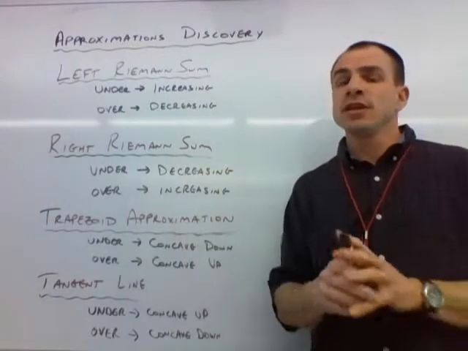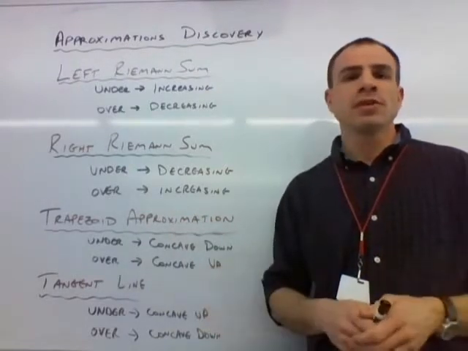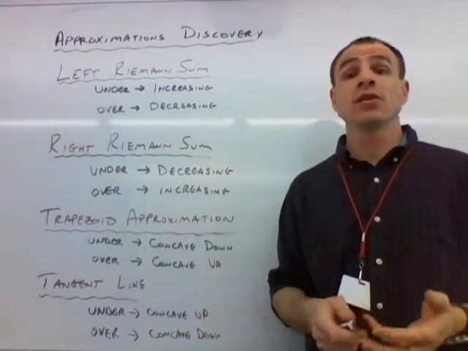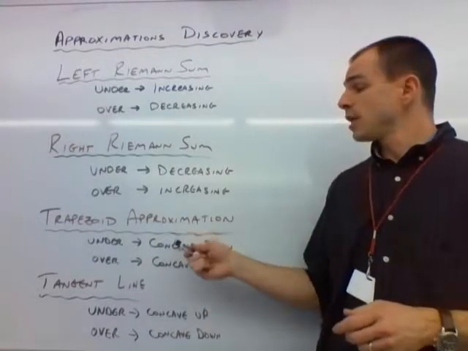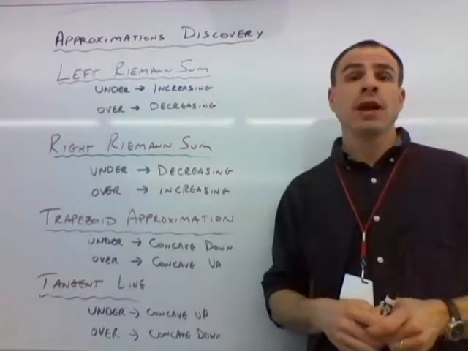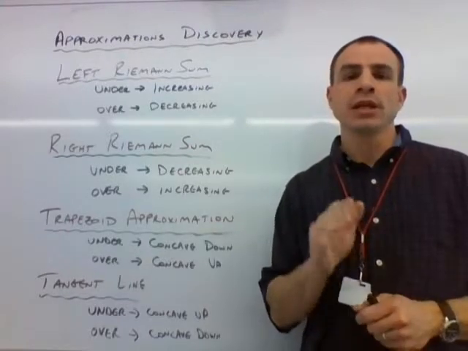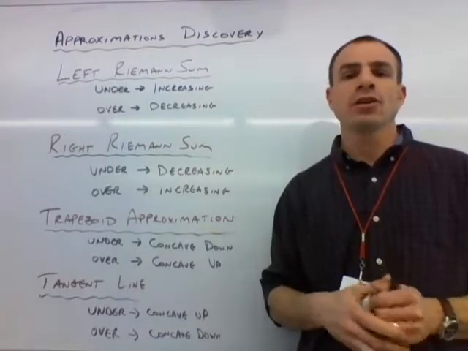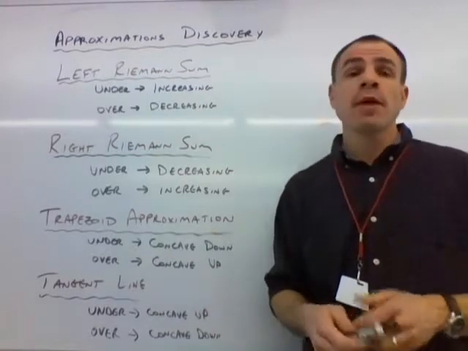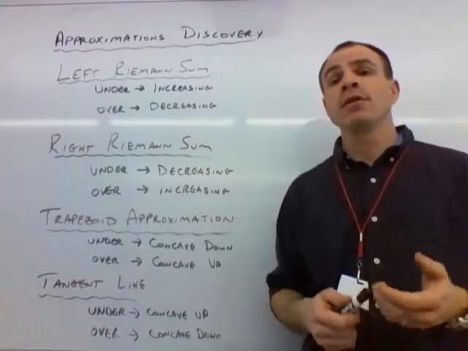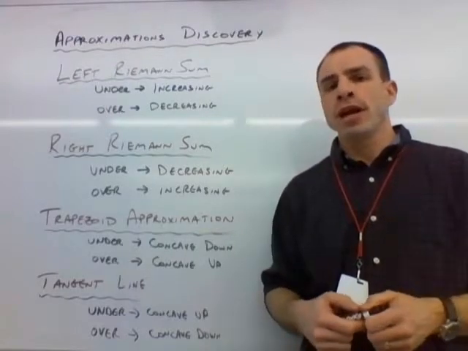Trapezoid approximations, it doesn't matter whether or not the function is increasing or decreasing. What matters is the curvature of the function. If the function is concave down, the trapezoid sum will be an under approximation because there's going to be a little bit of space in between the top of the trapezoid and the curve. If the function is concave up, then the trapezoid approximation will be an overestimate.